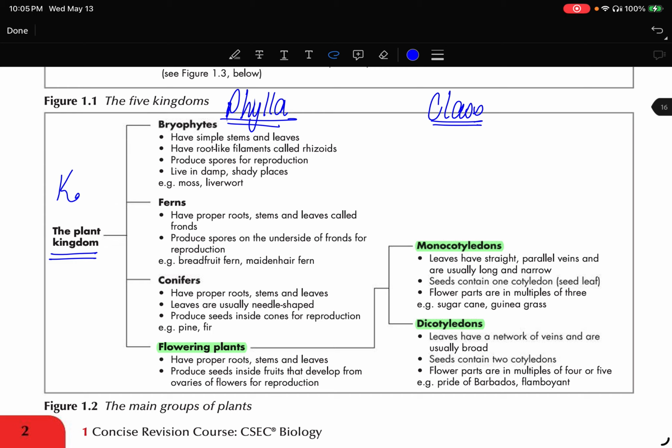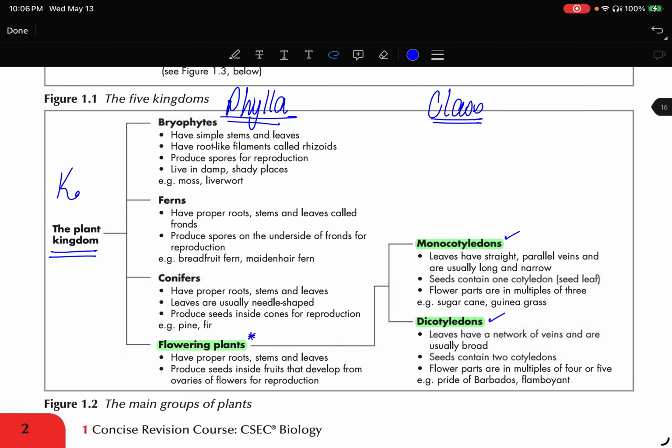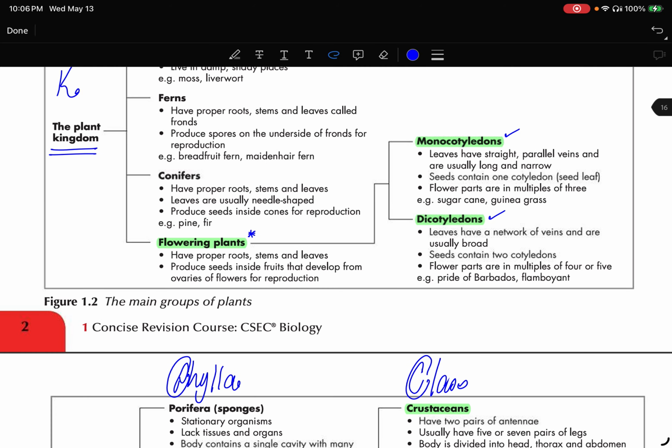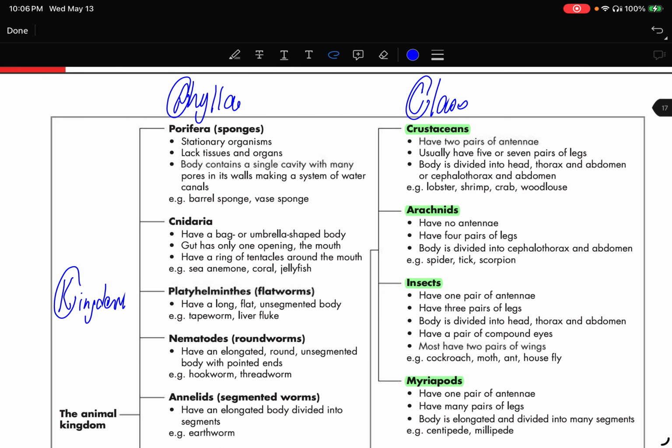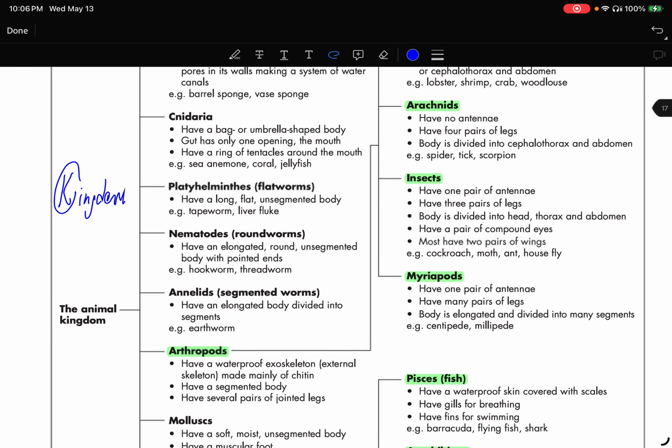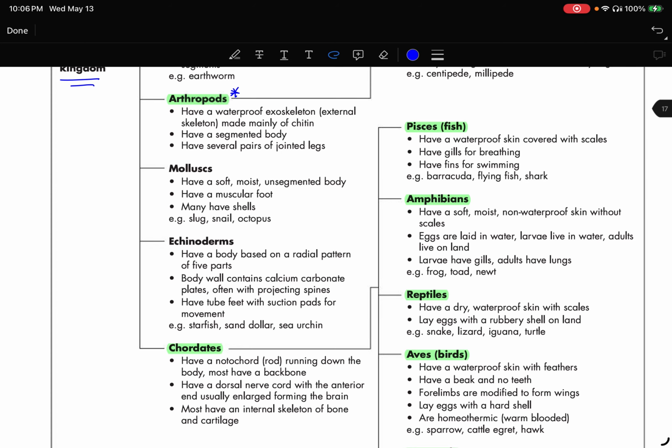So if we look at the plant kingdom, the one that you would need to know about is the flowering plants, and that they're divided into monocots and dicots, and how those differ from each other. And this is the first page of the study guide, so you can look at that in more detail. Then for the kingdom for animals, you need to know about two phyla, the arthropods and the chordates or vertebrates.